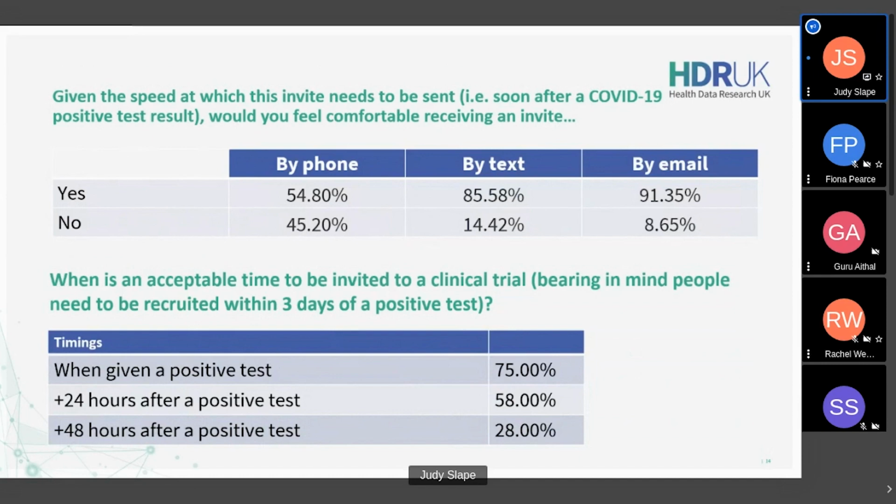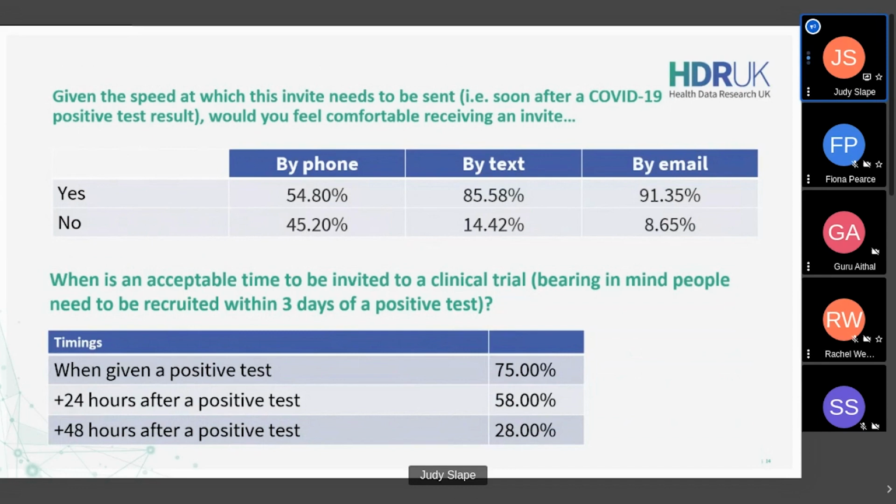Additionally, the consultation showed that the majority of people would prefer to be given all of the information at once when provided with the test result compared to 48 hours later. When exploring this further, it showed that whilst they do want time to really digest the information and have the time to think about whether they would like to get involved in the clinical trial, they don't want to have multiple phone calls once they've been given a positive test.